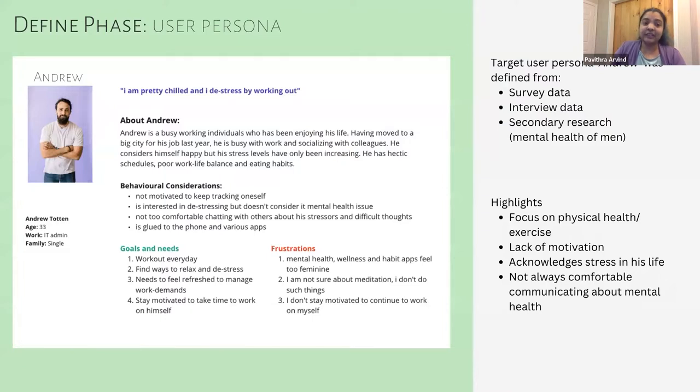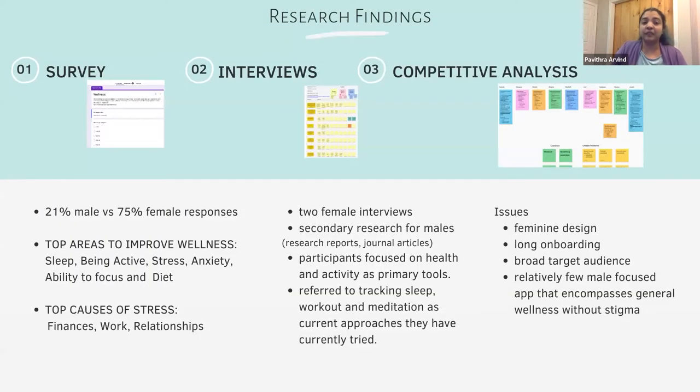For competitive analysis, we noted that the majority of apps are focused on females, and a general tendency of the visual vocabulary of mental health to overlap flowers, color hues, and photographs of women with their eyes shut, making it more relatable to women. The onboarding process was generally long, with a need to answer multiple questions about one's mental health. And again, relatively very few male-focused apps encompass general wellness without the stigma.